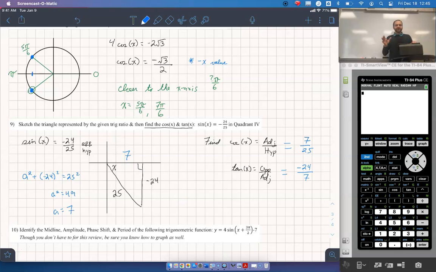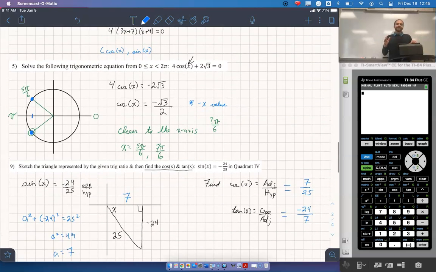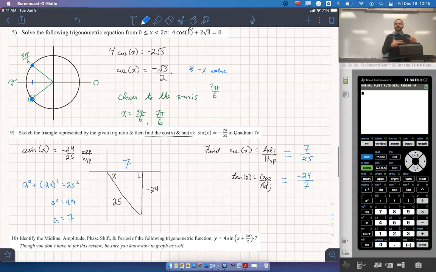So there's the difference between 8 and 9. We're not dealing with a unit circle for number 9, because, sorry, number 5 and 9, because number 9 has a hypotenuse of 25. So we're going to sketch it out. Number 5 dealt with the unit circle, and that's what this was telling us, is we're going to focus on the unit circle for this one.